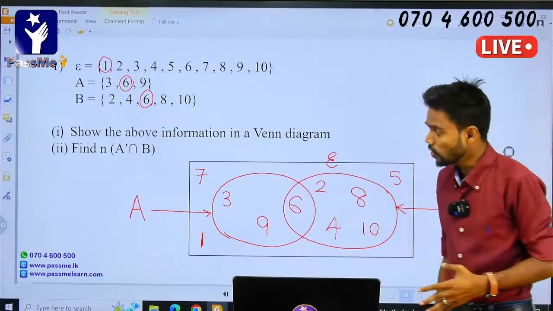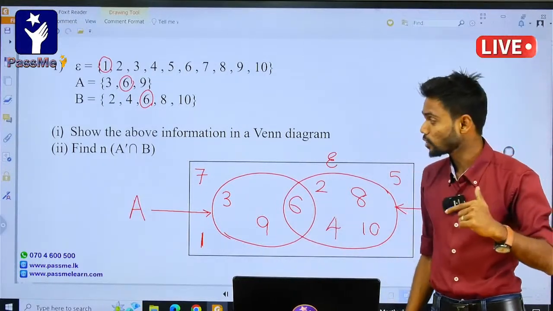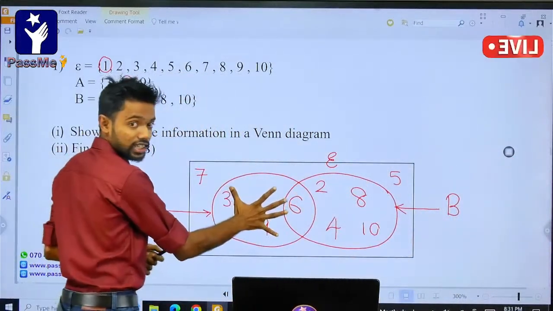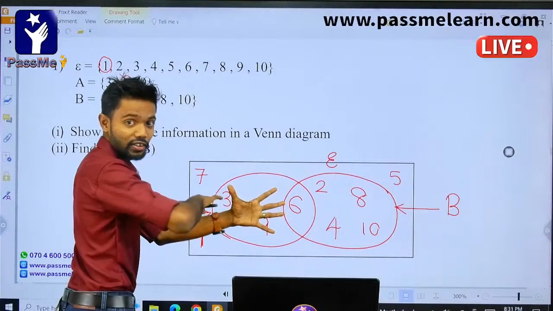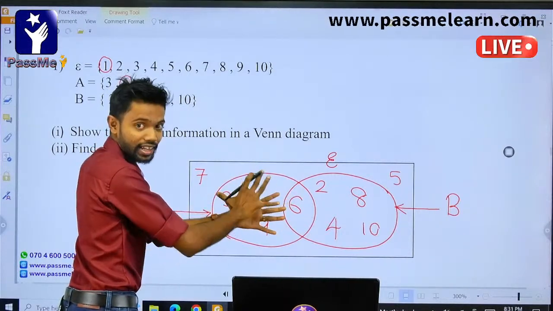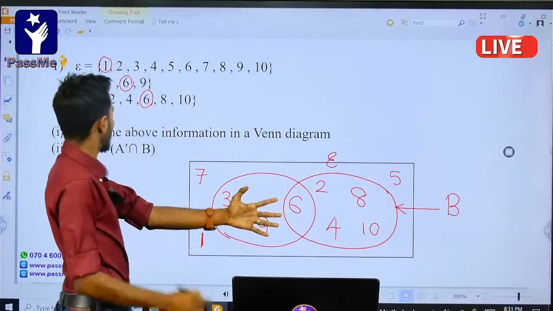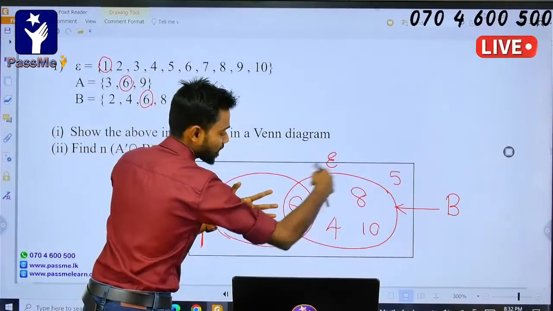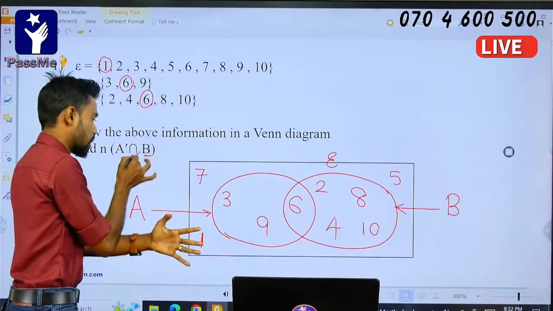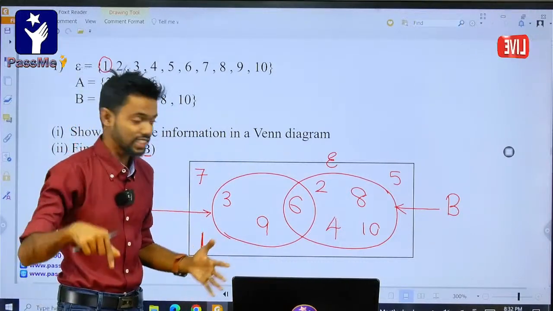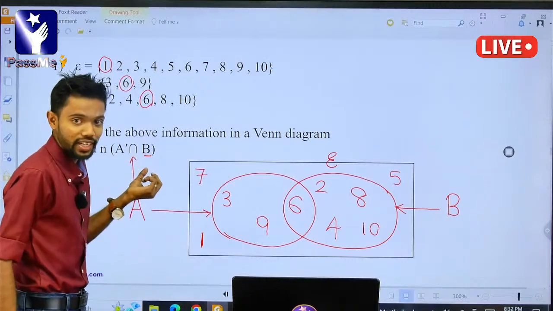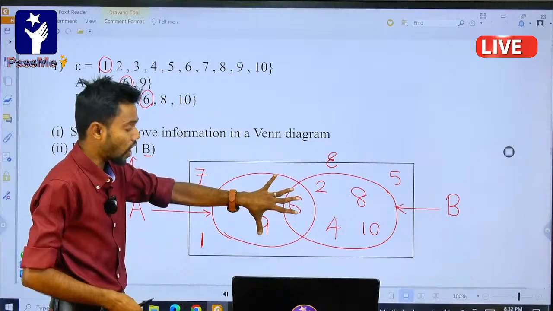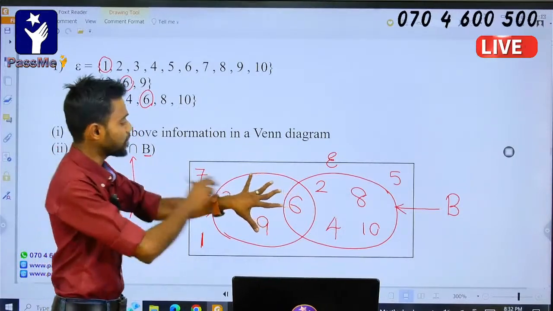So question number 2: find A dash intersect B. A dash means you have to shade the region except A, and also it should be inside the B circle. Now what is the meaning of this? It is intersect, that is common for both A dash and B. A dash means the outer region, outer boundary, outer area from A, and B means inside B.